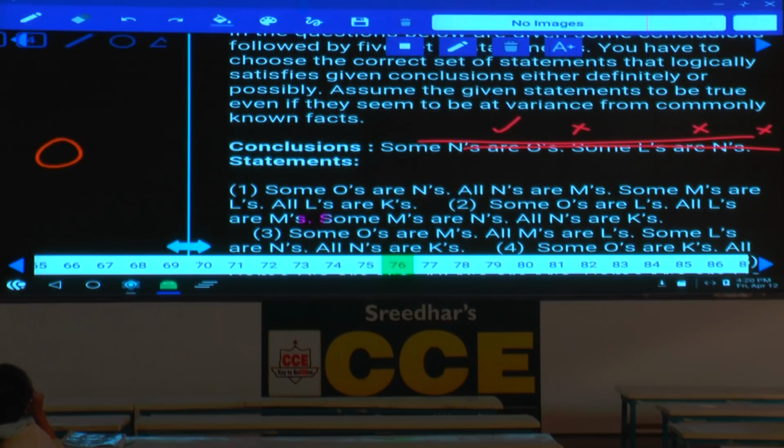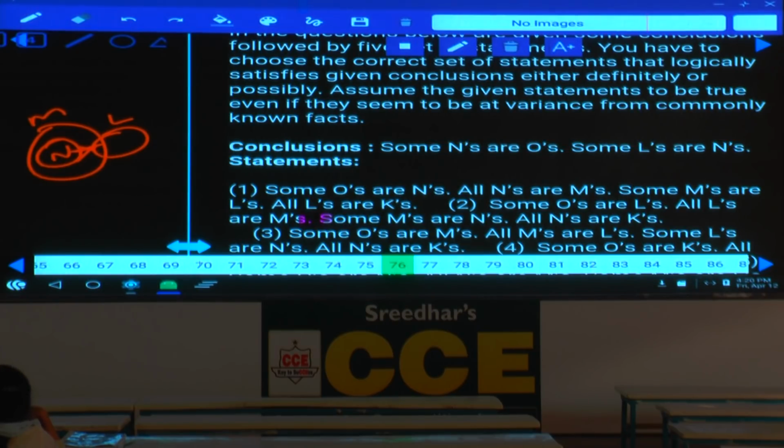So all N or M can be written like this, all N or M. Next one, some M or L. M and L can be, and there is no intersection between N and L. Clear? Hence, what happened to this one? The first choice cannot be your answer, because with the help of the first choice, we cannot derive the second conclusion. Are you following this or not?